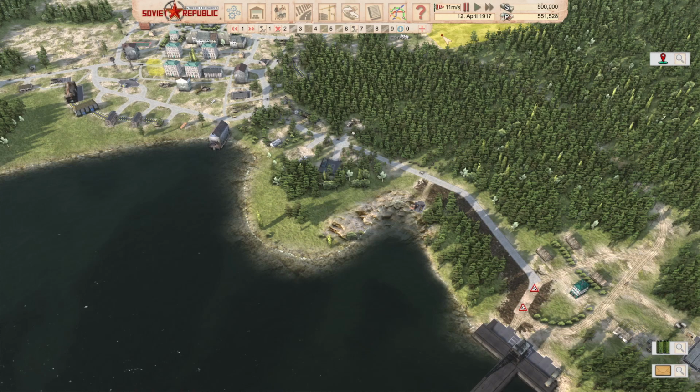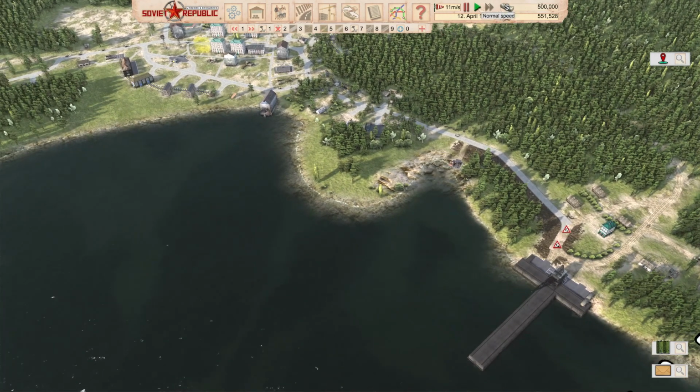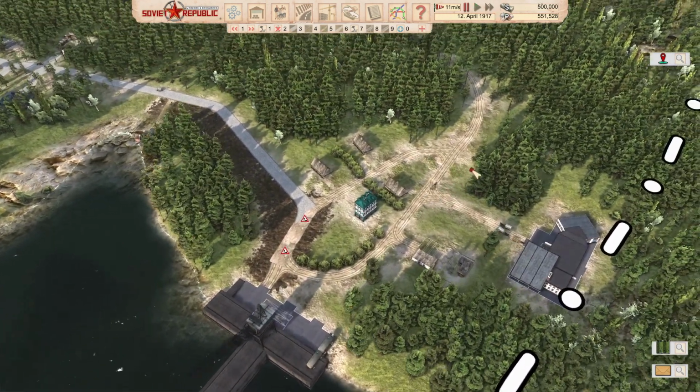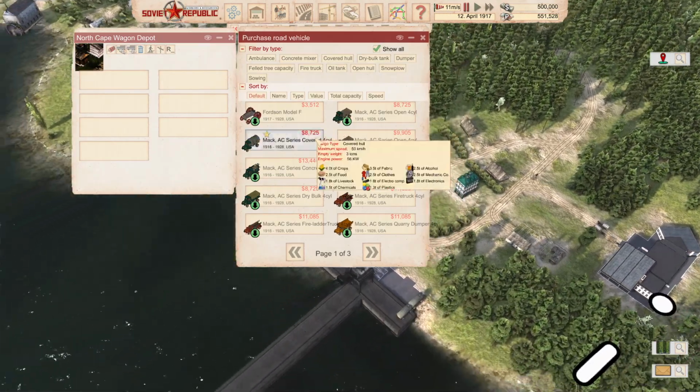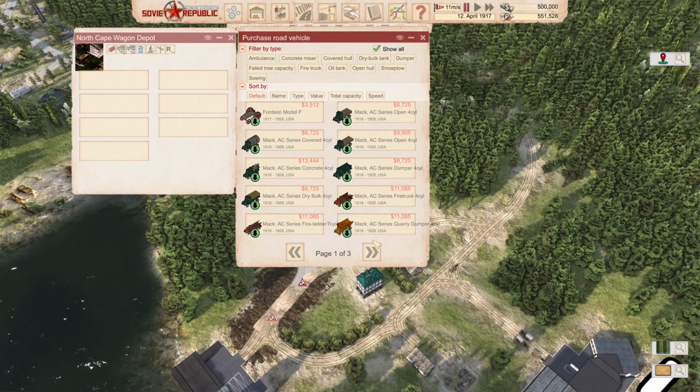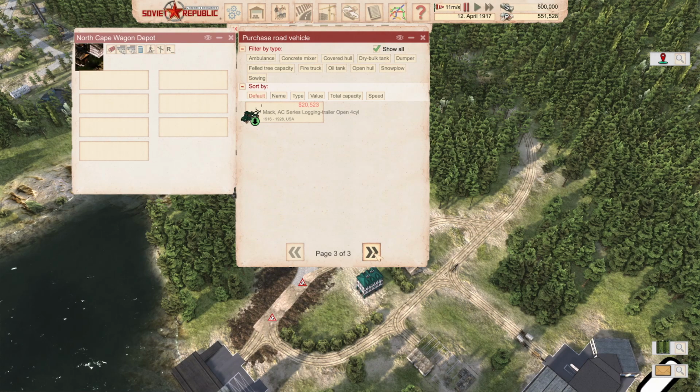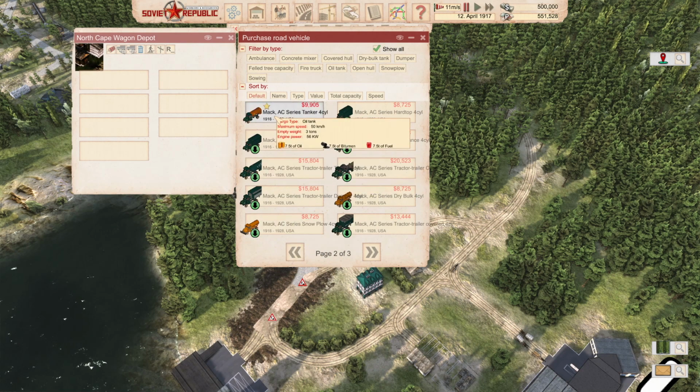More importantly, we didn't actually have the vehicles in context. But what I didn't mention deliberately in the last part was that if I come into here and we look at this vehicle here, what you will see is we've now got access to a whole pile of American-made vehicles. They're all Mack trucks. This is quite a neat little mod.